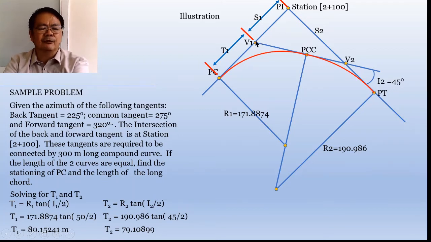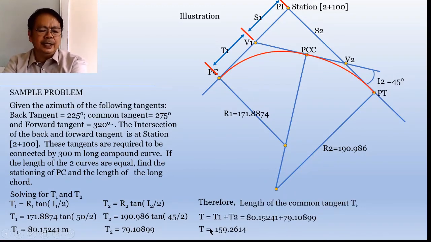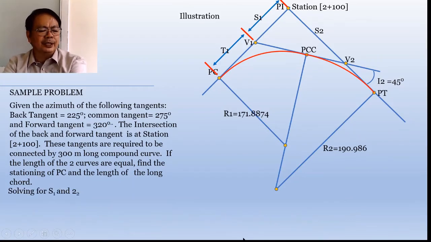The distance from B sub 1 to V sub 2. Because B sub 1 to PCC is our T sub 1, and PCC to V sub 2 is our T sub 2. Now, solving for the common tangent T, representing V sub 1 to V sub 2, will be the sum of T1 and T2, and that gives us a value of 159.2614.